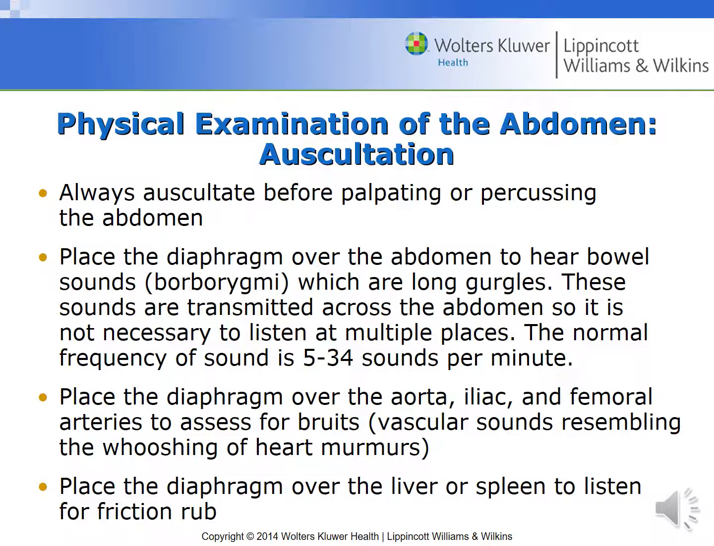You also want to place the diaphragm over the liver and the spleen to listen for friction rub, because we know that friction rubs are usually present in hepatomas, gonococcal infections around the liver, splenic infarction, and pancreatic carcinoma.